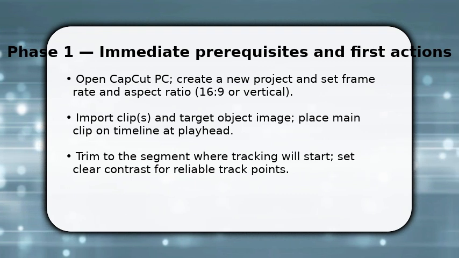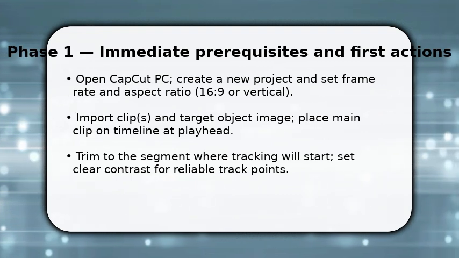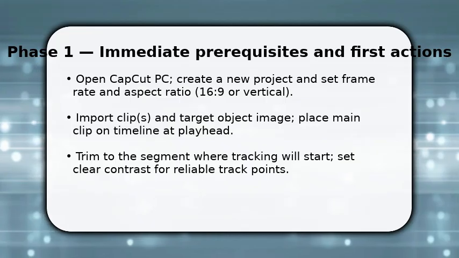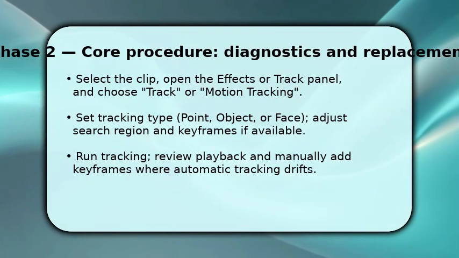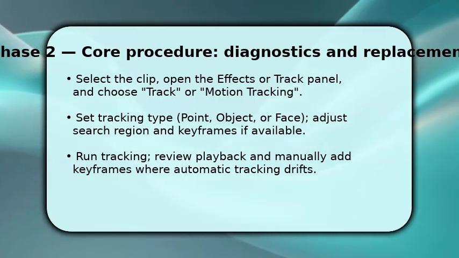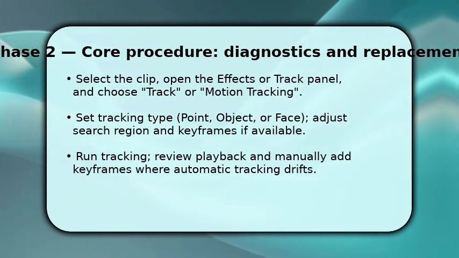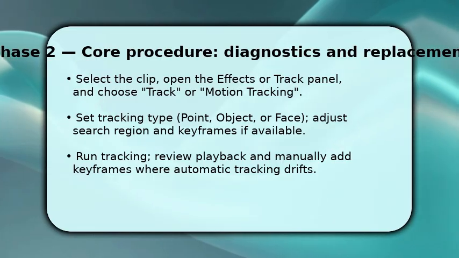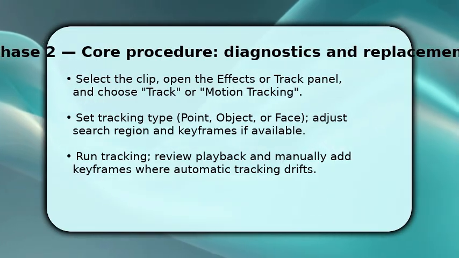With your overlay placed, select the clip and open the track or motion tracking tool. Choose the appropriate mode: point for a small feature, object for larger items, or face for portraits. Next, define a tight search region around the target so CapCut focuses on the right pixels. Start the track and watch its progress.